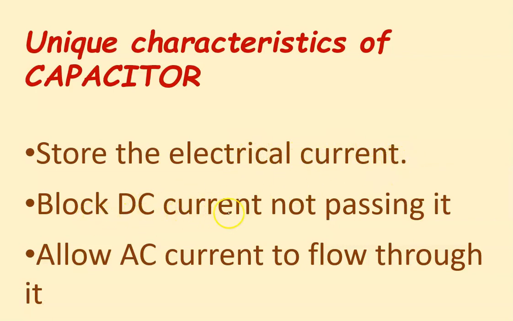The second one is that it blocks DC current, not passing it. So wherever we want to block DC, we can use capacitors. And it allows AC current to flow through it, because it depends upon the polarity, and alternating current also depends upon the polarity. Firstly, for a half cycle it is positive, and for the next half cycle it is negative.